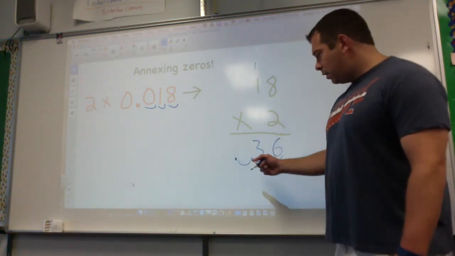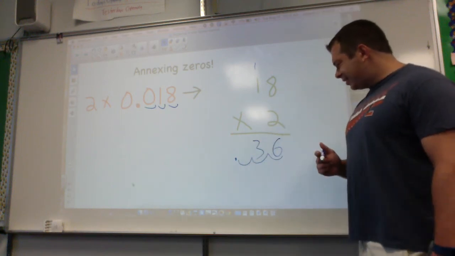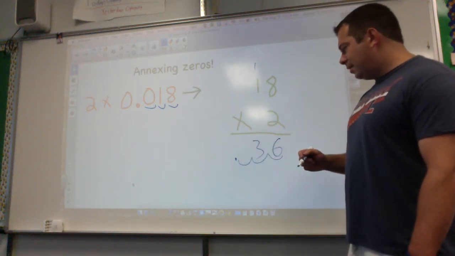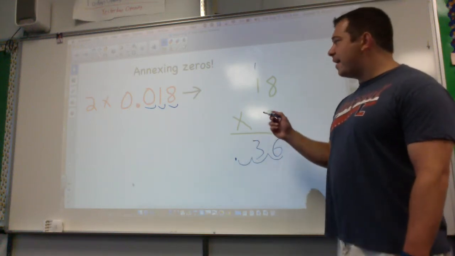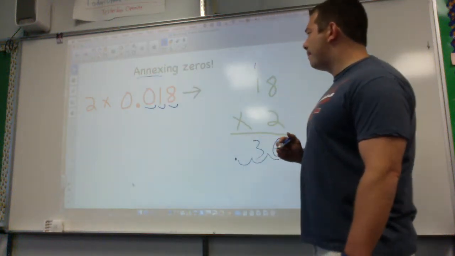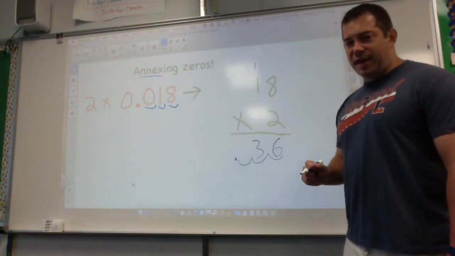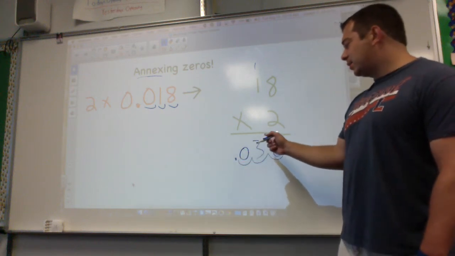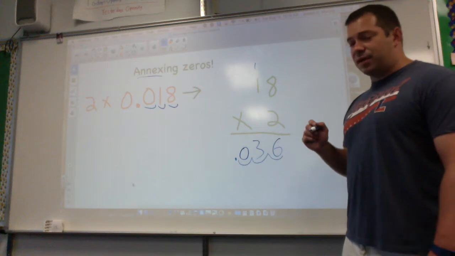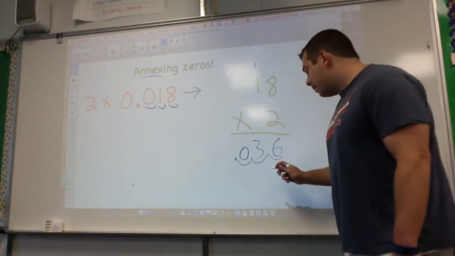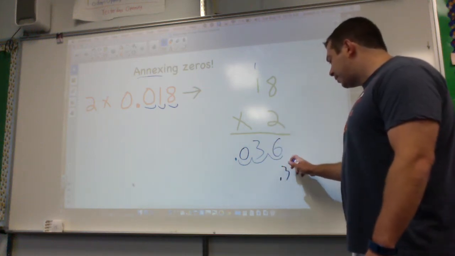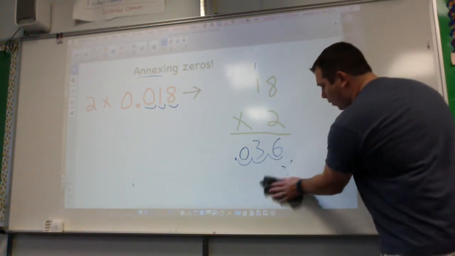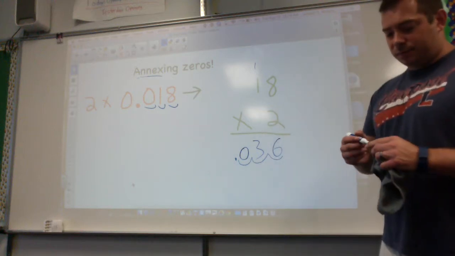Uh-oh. Is my answer 36 hundredths? Can't be, because I have a spot here. I'm thinking it's 36 thousandths. Well, what I have to do is annex my 0 into my empty place value spot. Okay? Because I had the empty place value spot, now my answer is 36 thousandths, not 36 hundredths. A lot of times students might do that and just leave it as 36 hundredths. That's not right. No way. All right, I had to annex a 0.